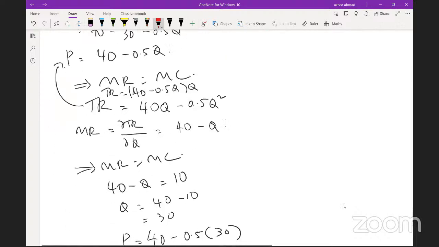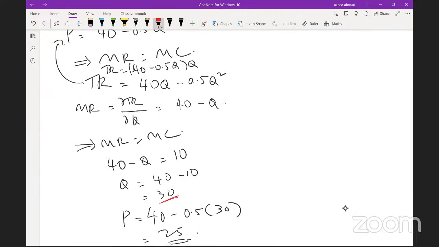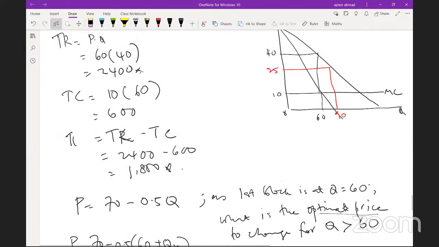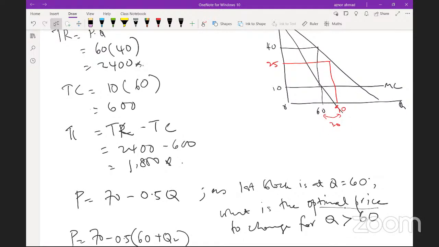So you can sell another extra 30 quantity. It might be 30,000 or 30 million or things like that. Another 30. So in the graph, it will be this one. The extra here is 30, right? From 60 to 90. So this extra 30 can be sold at the second block with the price of 25.